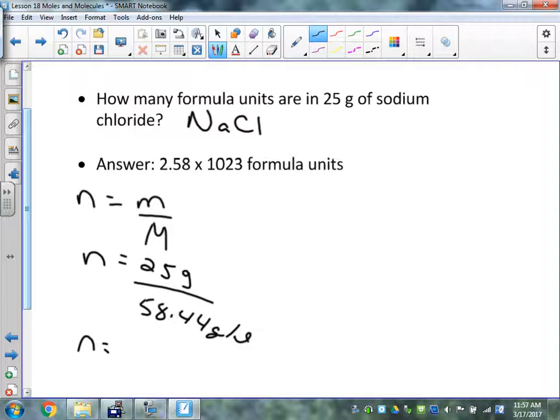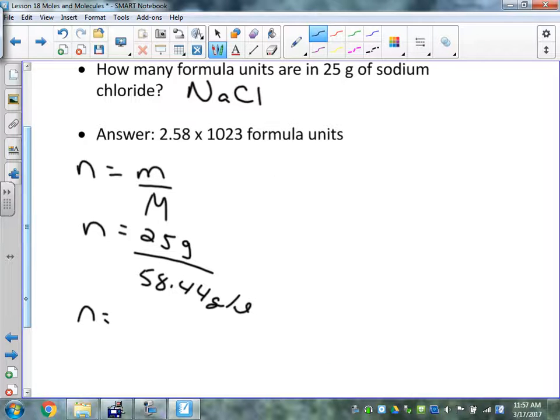Okay. Sodium's a 1 plus, chloride's a 1 minus. Swap and drop. 1 plus, 1 minus, ionic compound. That's why they're talking about formula units, basically compounds. 25 grams, so divide that by the molar mass. 25 divided by 58.44, and we get about 0.4277 moles. And then, of course, we want to know the number of formula units, so basically molecules or compounds.